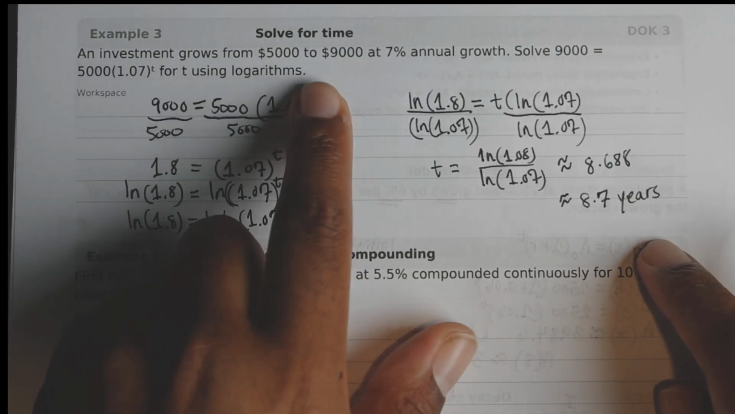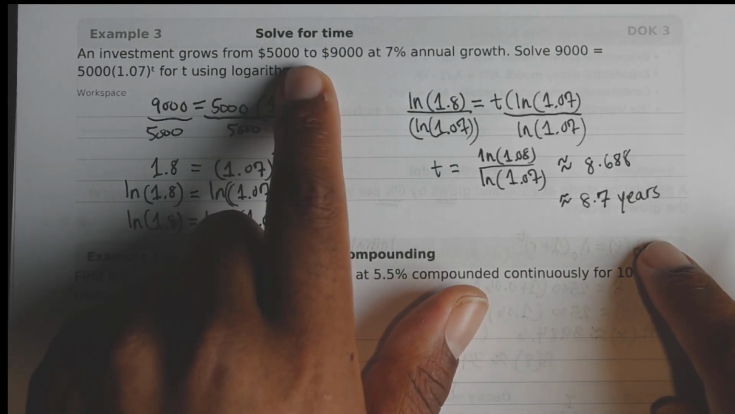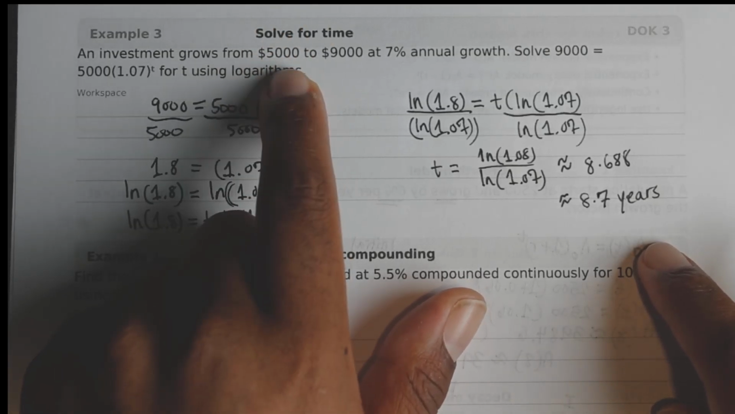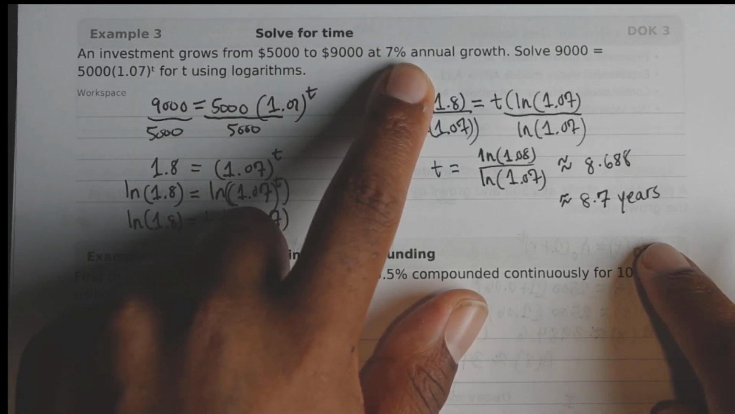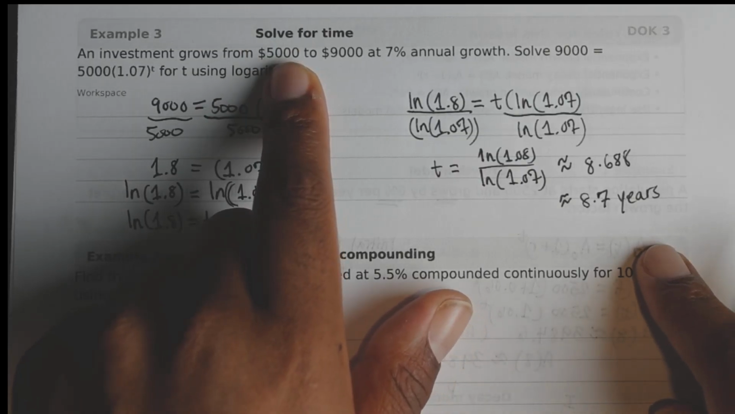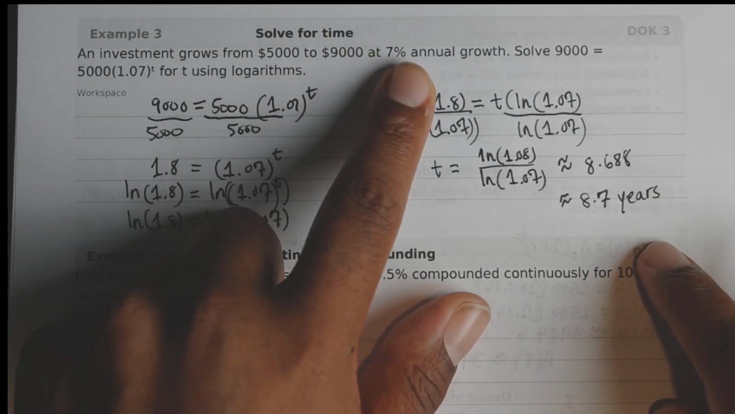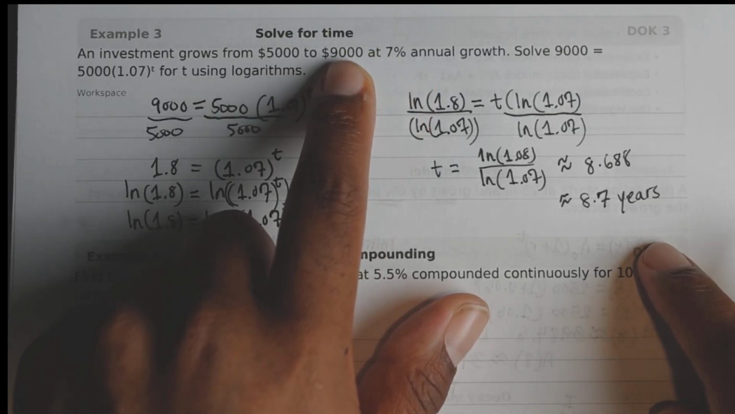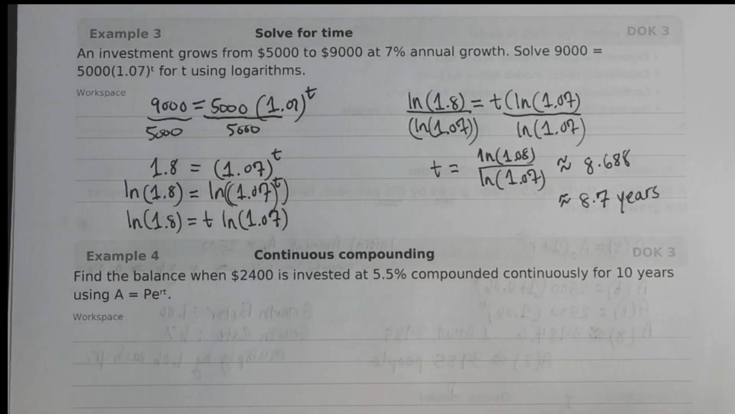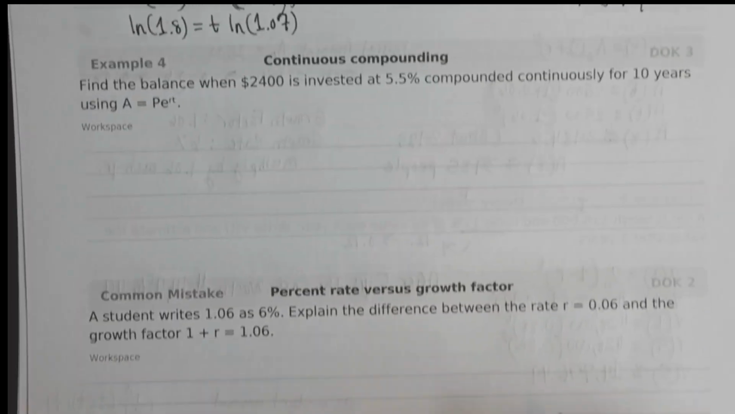And keep in mind, this is if you're not putting any money in this account. This is just the 7% annual growth on a money account that you're not investing in. You've already invested capital, but you're not putting any money in it every month. So it's just going to compound at the 7% rate, and then it's going to get to 9,000 in 8.7 years. Okay. That's what that means. That's the interpretation. Okay. Let's continue.